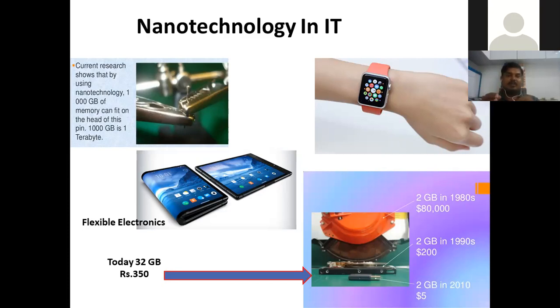And nowadays, you know that, see Big Billion Day and Amazon Prime Day, like that, so many days are happening now. And in that, the cost of a 32 GB memory card is just 350 rupees. How is it possible? What are the things involved in this? In the backside, so many researchers and scientists are working in this field to develop this product.